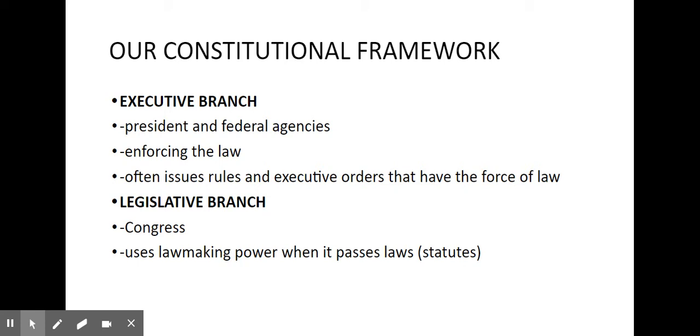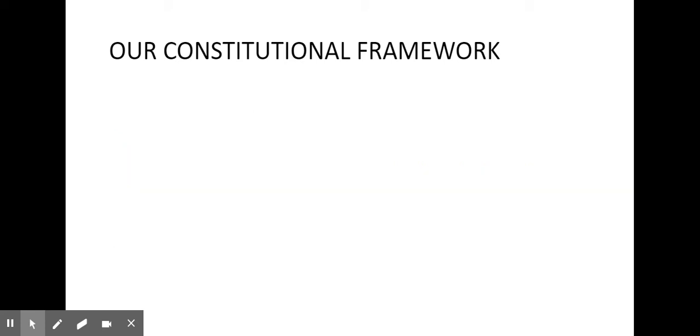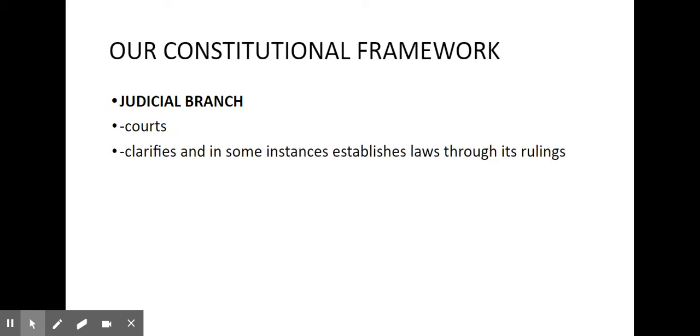Okay. Then you have the judicial branch, which are the courts, principally the Supreme Court. The Supreme Court is the head court of the country, but you also have lower federal courts and things like that. Their job is to interpret the law. So the executive enforces, the legislative makes, the judicial branch interprets the law. It clarifies and in some instances establishes law through its rulings. So it interprets the laws of the Constitution, right?